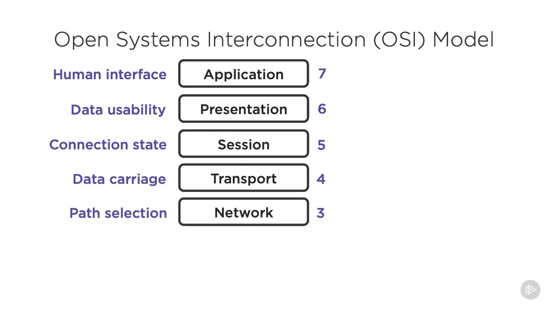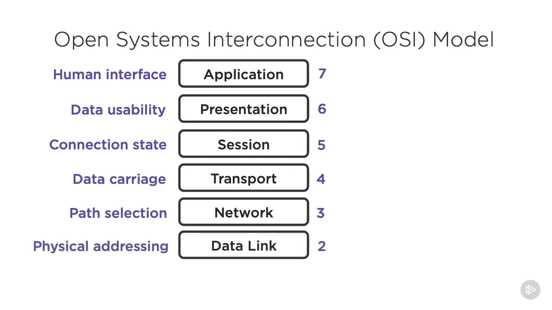Moving down the stack, we encounter the network layer. Decisions made at this layer are called routing decisions and the datagrams are called packets. Layer 3 devices govern the path that traffic takes through a network and the Internet Protocol, or IP, lives at this layer.